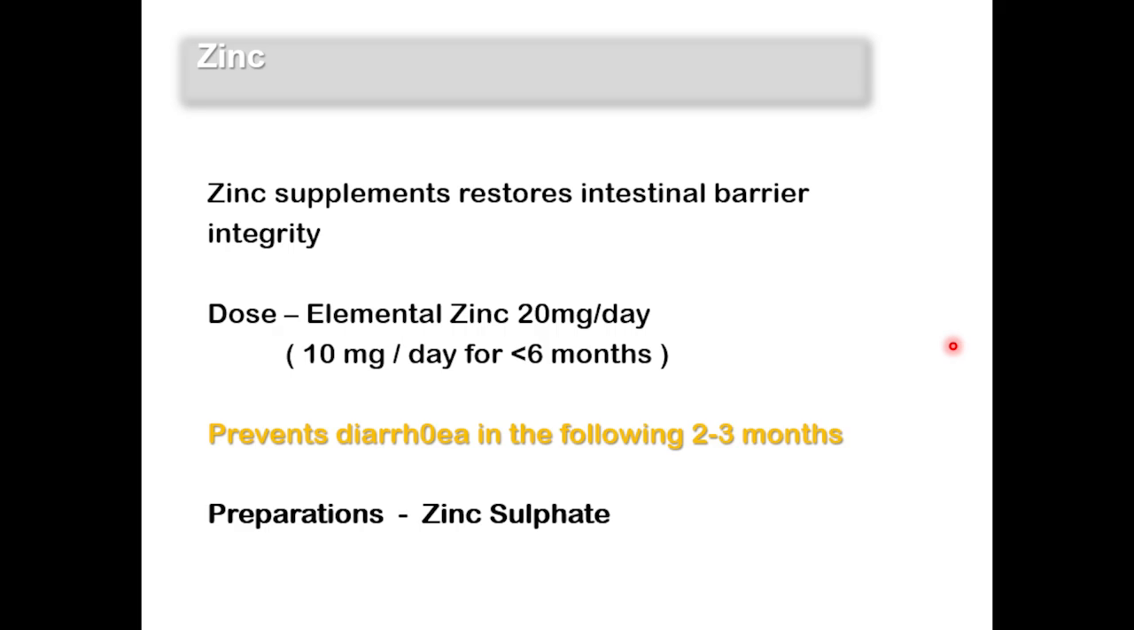Zinc supplements restore intestinal barrier integrity. It is known to reduce duration and severity. The dose is 20 milligrams per day, and in young children it is 10 milligrams per day. You can give it in divided doses if necessary. It prevents diarrhea in the following 2 to 3 months as well. The preparation which contains the highest element of zinc is zinc sulfate.